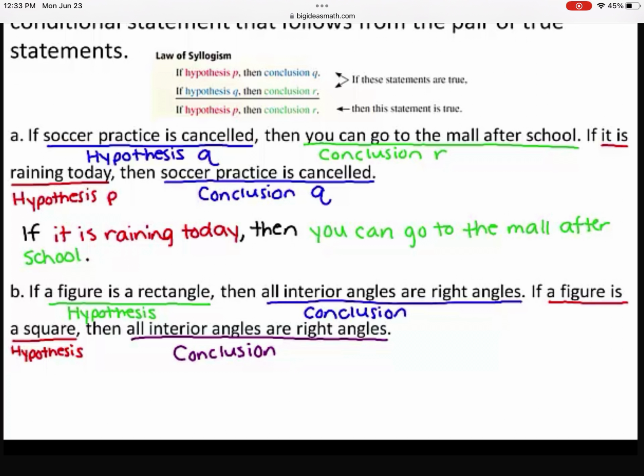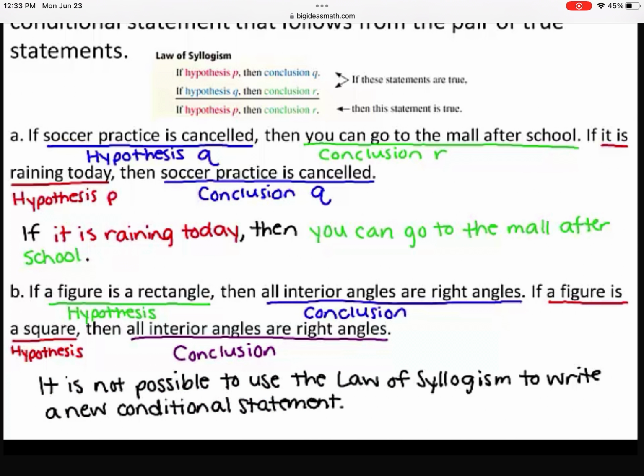As you can see, neither statement's conclusion is the same as the other statement's hypothesis. Therefore, it is not possible to use the law of syllogism to write a new conditional statement that follows from this pair of statements.